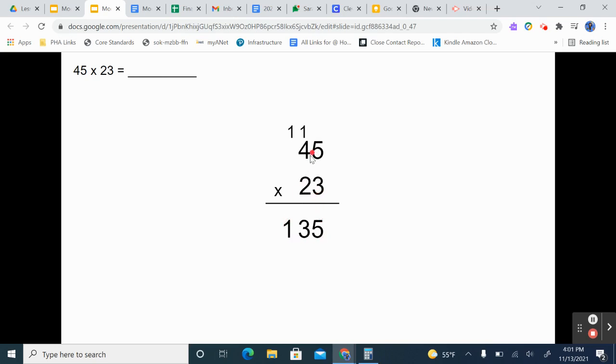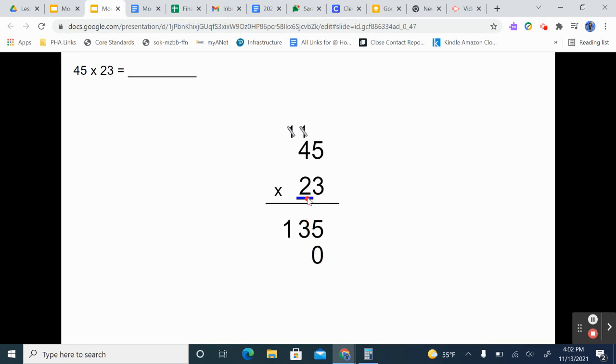Now we need to multiply 45 times 20, since the 2 is in the tens place. We can cross off the ones that we had regrouped since we've already added them. We don't need to use them anymore. We're first going to be multiplying by the 2 in the tens place. Since the 2 is in the tens place, our answer is going to have to start in the tens place. We're going to put a 0 in the ones place so that our answer starts in the tens place.